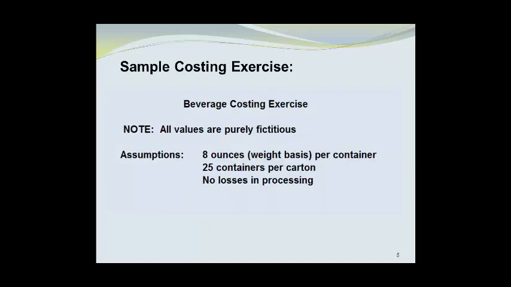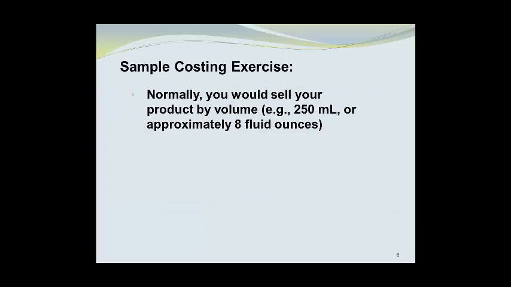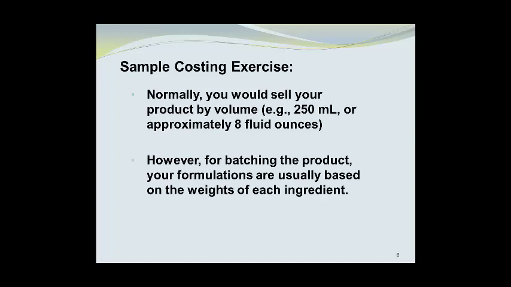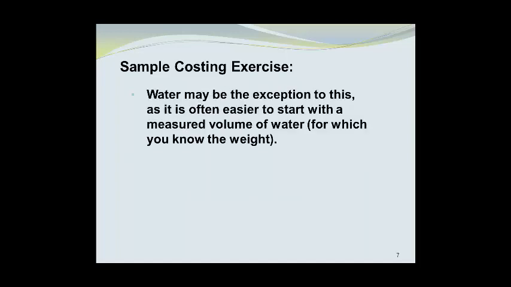As we begin our beverage costing exercise, I would remind you that all values are purely fictitious. We will assume that there are 8 ounces by weight per container and 25 containers per carton. We will also assume that there are no losses in processing. Normally, you would sell your product by volume, for example, 250 milliliters per container or approximately 8 fluid ounces per container. However, for batching the product, your formulations are usually based on the weights of each ingredient.